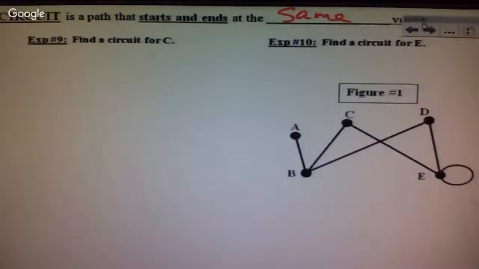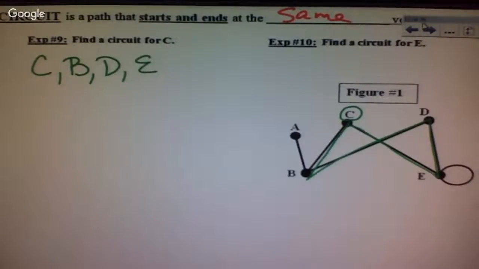So they want me to start at C, which means when I leave C, I need to go back to C. How do you want to travel? Go from C to B, to D, to E, and then back to C. I have 5 vertices, which means I have how many edges? 4.